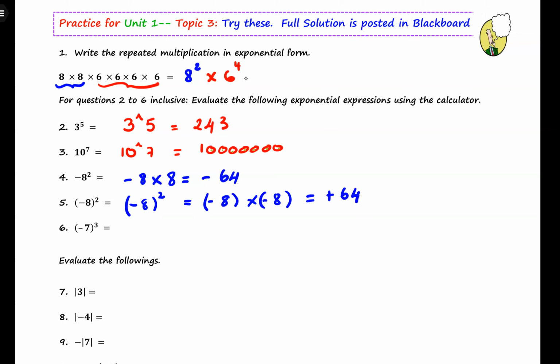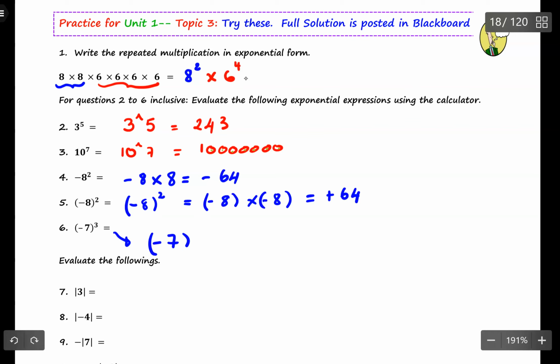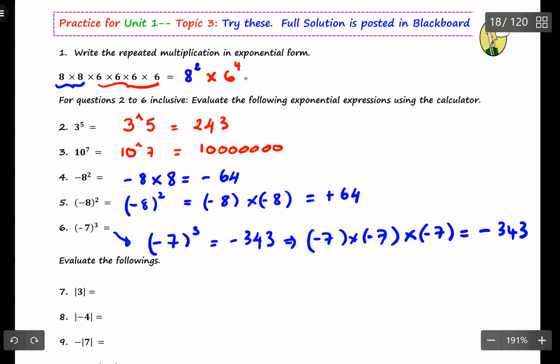And for number 6, there is a negative in the brackets. However, in this case, it will give you the negative answer. So it will be negative 343. Because if I use my definition, I should have it as negative 7 times negative 7 times negative 7 again. Okay, you multiply 3 negative numbers. The negative is the odd, so therefore I should have a negative as the result.